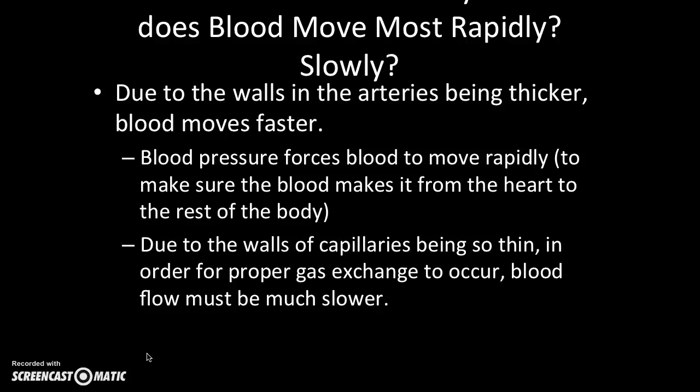To answer the question of in which of the circulatory vessels does blood move most rapidly and in which does it move most slowly: blood flows at a much higher rate in the arteries simply due to their thick walls and their role in the circulatory system. Due to the high pressure, it is forced to move very fast. Capillaries is where blood moves slowest because material exchange needs to occur, and so blood needs to move slowly to allow this to occur properly.